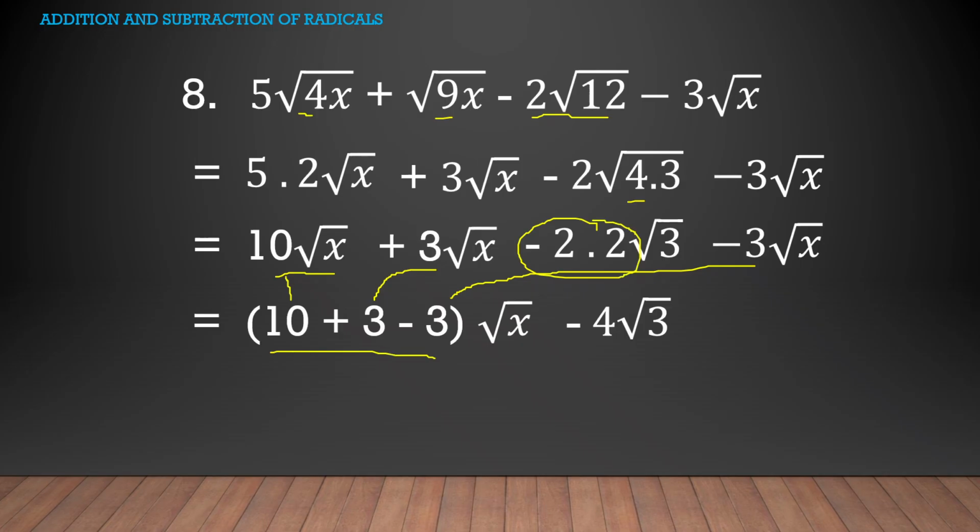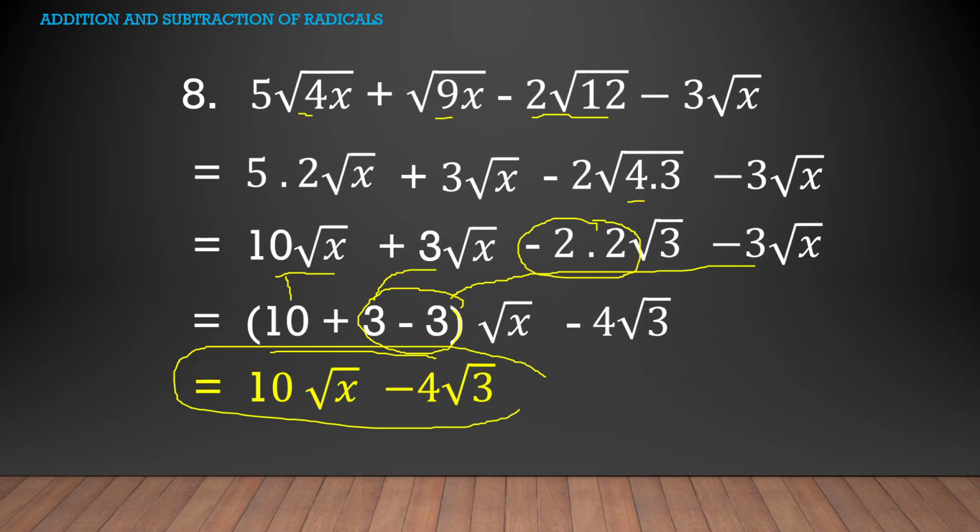Then we need to combine this. So the answer is 10 plus 3 minus 3. So we have to get 0 here. So we have 10 square root of x and bring down minus 4 square root of 3. So this is our final answer. Okay, guys, that is the addition and subtraction of radicals.